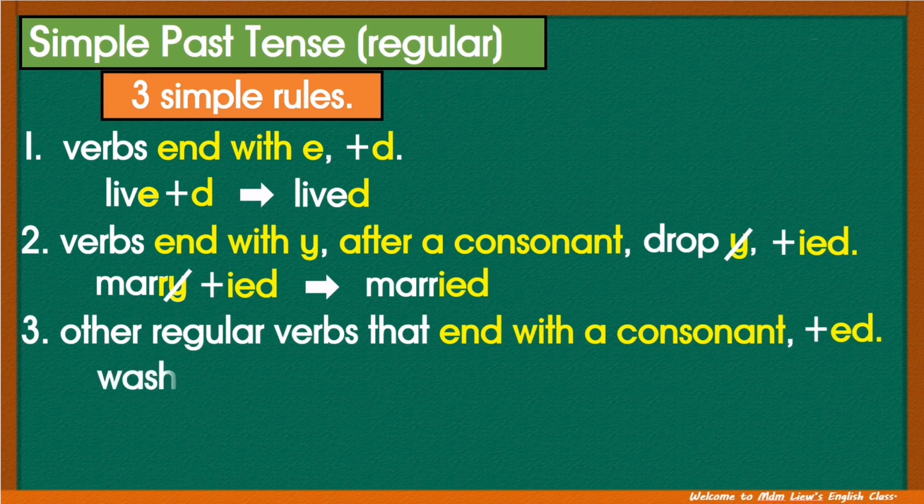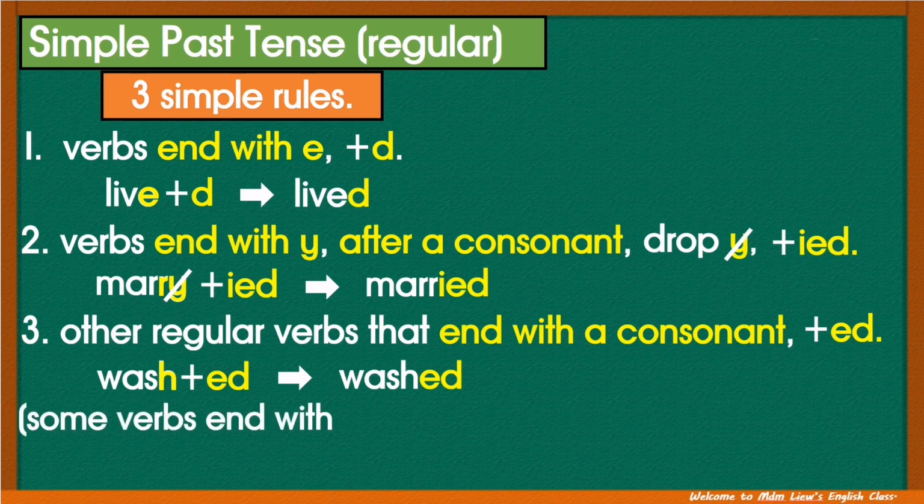The third rule: other regular verbs that end with a consonant, just add ed. Example: wash. The verb wash ends with a consonant H, so you need to add ed. It becomes washed. W-A-S-H-E-D, washed.